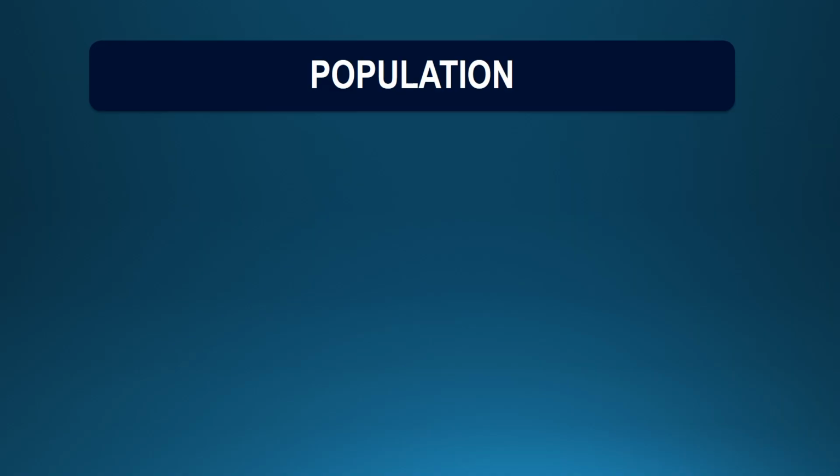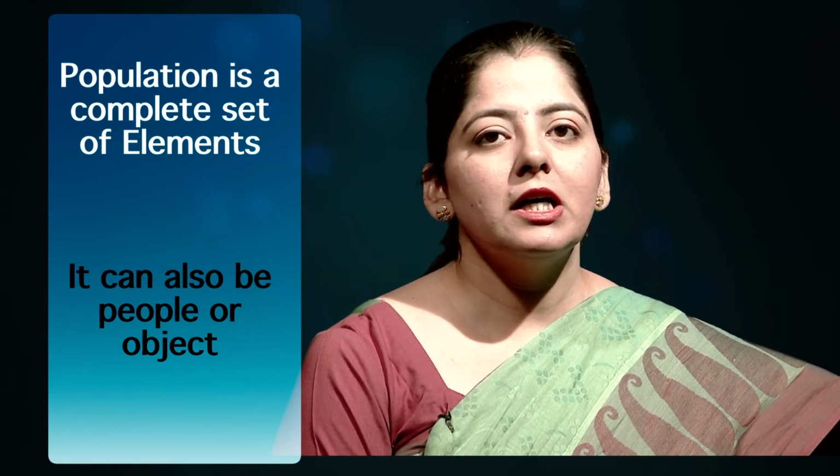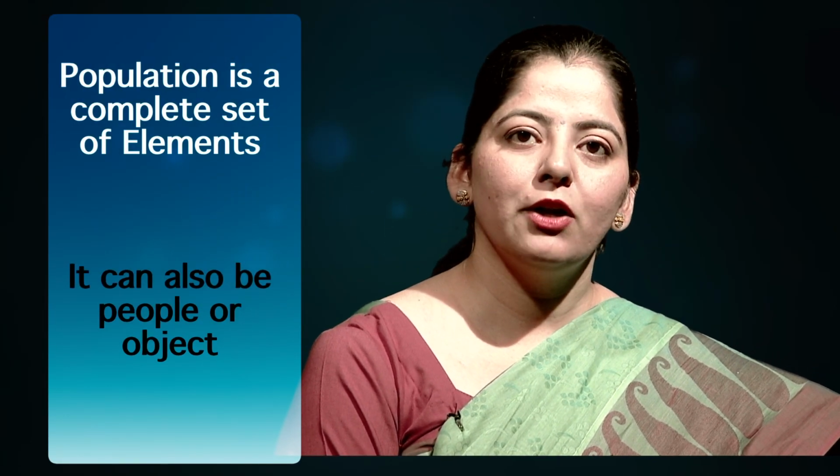The first one is population. Population is defined as the aggregate of all observations of interest to the researcher. The population is a complete set of elements. It can be people or objects. For example, CEOs of different Fortune 500 companies, recruitment agencies, or Tesco's data from 1st April 2018 to 30th October 2018 is also considered a population.